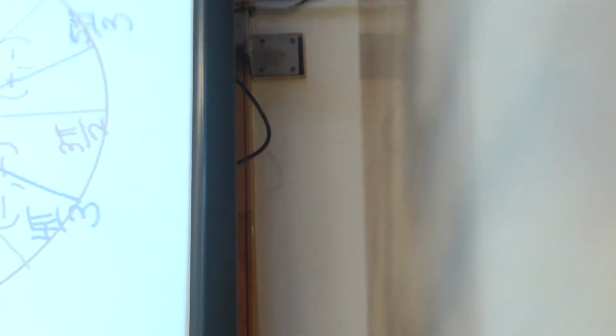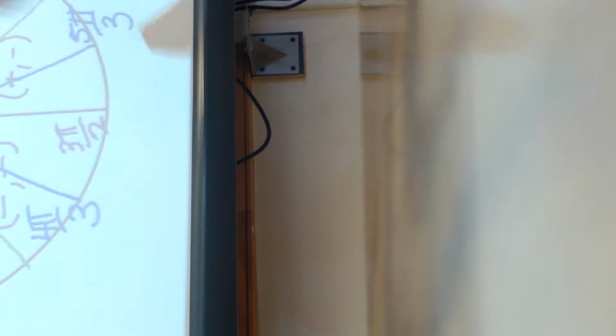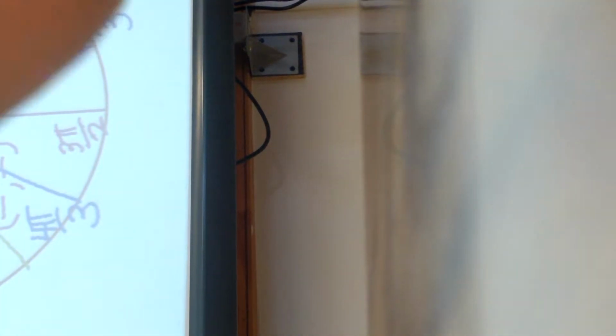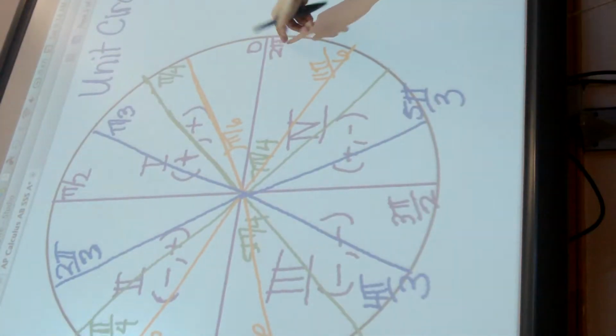Okay, so take your first color. These are our 0, pi over 2, pi, and 3 pi over 2. You with me? Yeah. Alright, what is the coordinate point that goes with 0 and 2 pi?